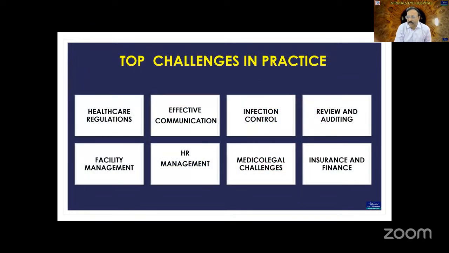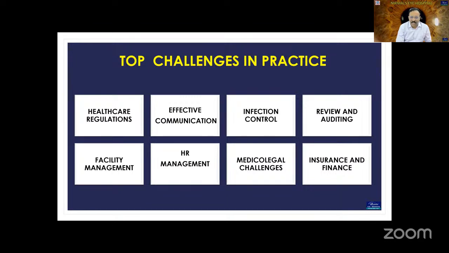So you all know the top challenges in practice. Let us see how accreditation standards help in practice. These are the top challenges in practice. A newbie or a young ophthalmologist coming out of a top institution, armed with so many cataract surgeries or eye surgeries to his credit, and with so many fellowships, wants to start a practice. So these are the challenges nowadays.